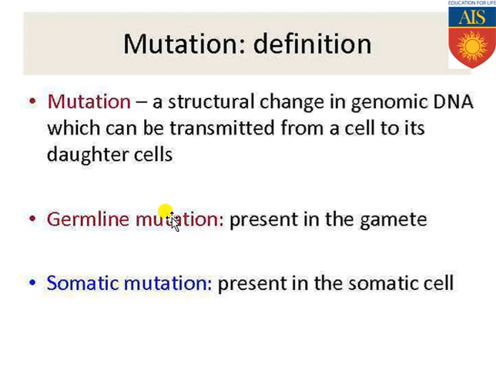So for that reason, those specific mutations which happen in the somatic cell remain restricted within the somatic cells and do not get transmitted to the next generation. But in case of germline mutation, or when the mutation has occurred in the germ cells, specifically in the gametes, there is a massive chance to get transmitted from one generation to the next generation.